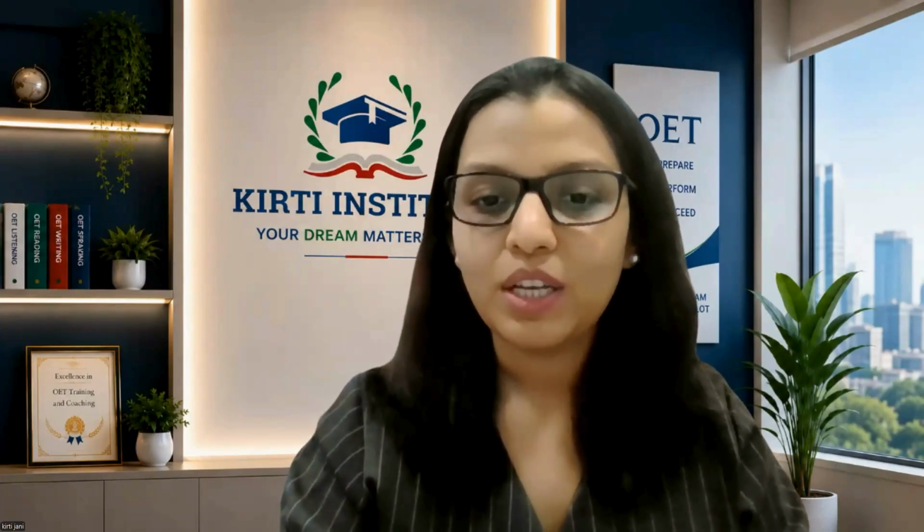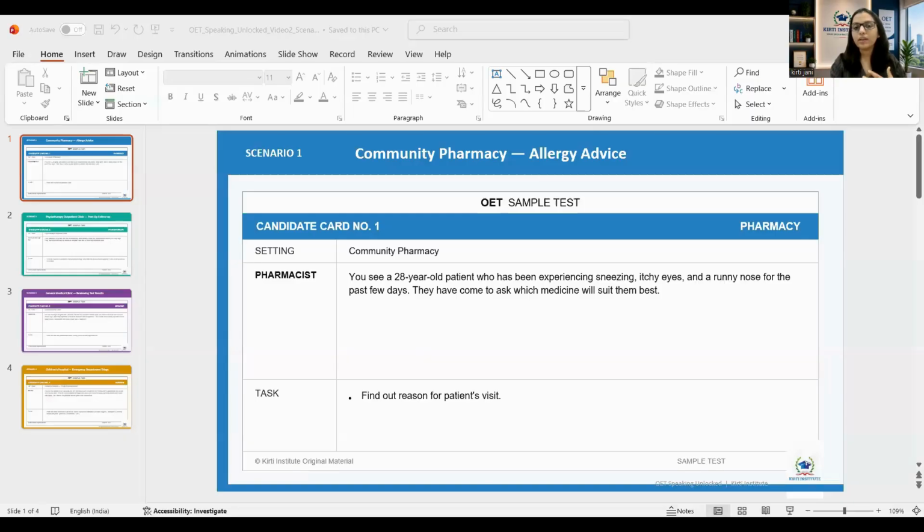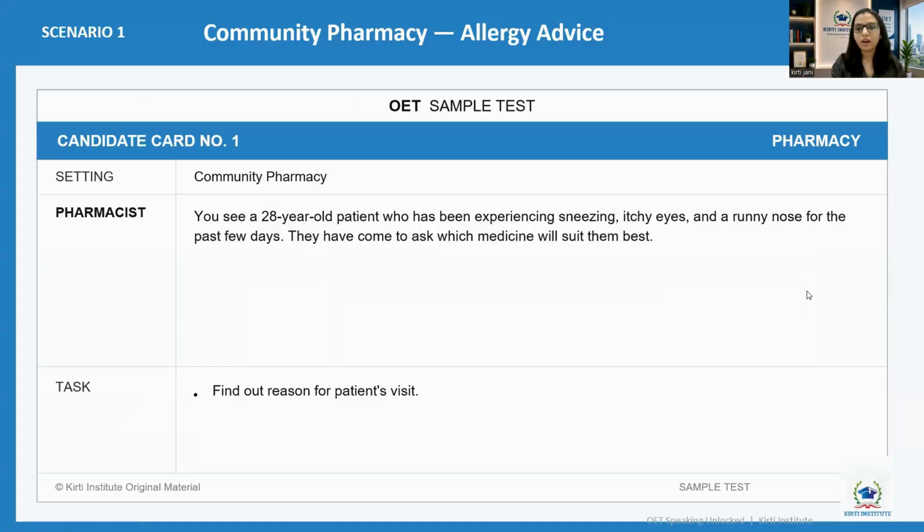Let's get started. When you receive a role play card, first of all, you need to get connected with the scenario so that you can begin with the right language, with the right tone, and with the right voice modulation, I would say. So, in the first scenario, as you can see on the screen, this is the card of the pharmacist, and the setting is community pharmacy. So assume yourself as a pharmacist in a community pharmacy. Let's see what kind of patient we are about to meet.